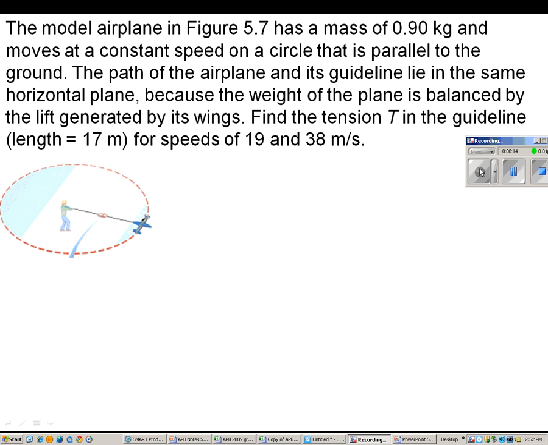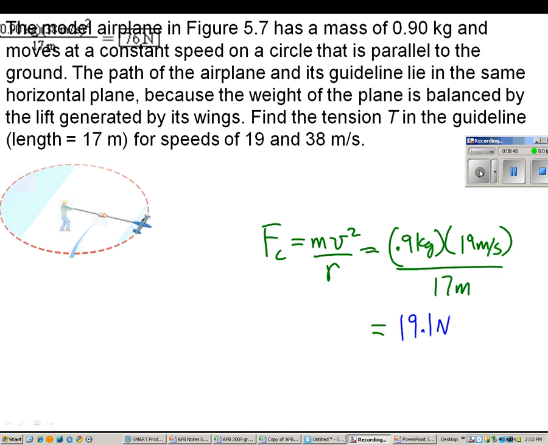So here we have an example problem. The model airplane in figure 5.7 has a mass of 0.9 kilograms. It moves at a constant speed on a circle that is parallel to the ground. The path of the airplane and its guideline lay in the same horizontal plane because the weight of the plane is balanced by the lift generated by its wings. Find the tension T in the guideline, which has a length of 17 meters, for speeds of 19 and 38 meters per second. So why don't you pause the video and see if you can come up with the correct answer for this.